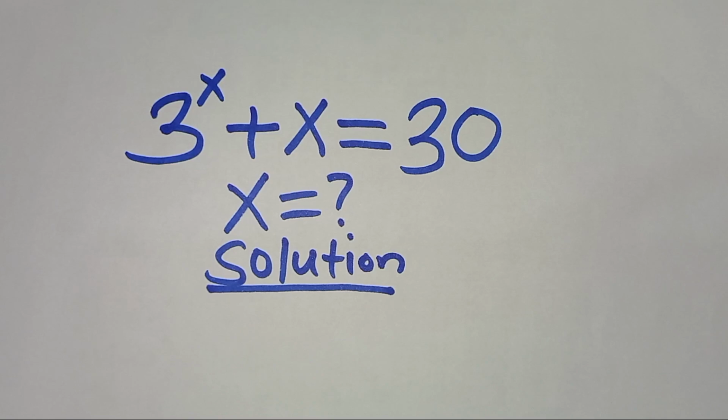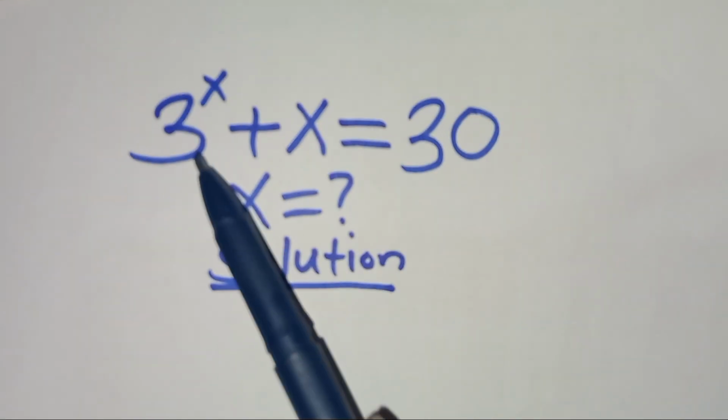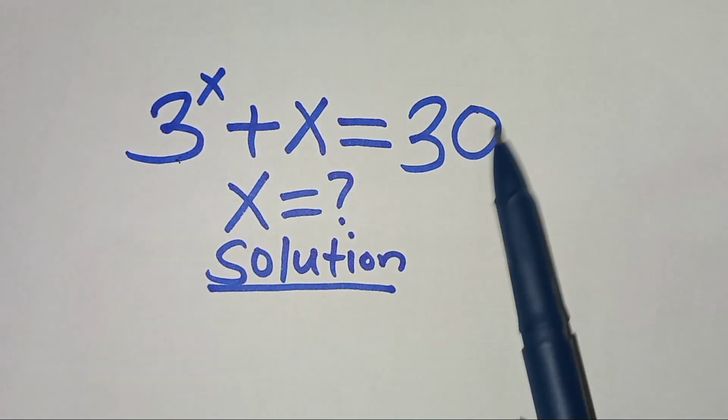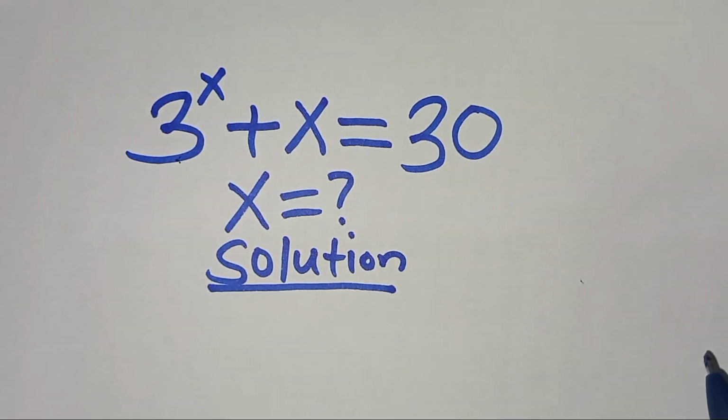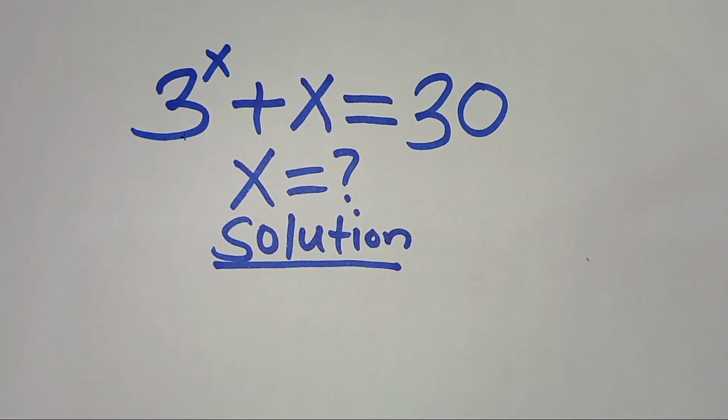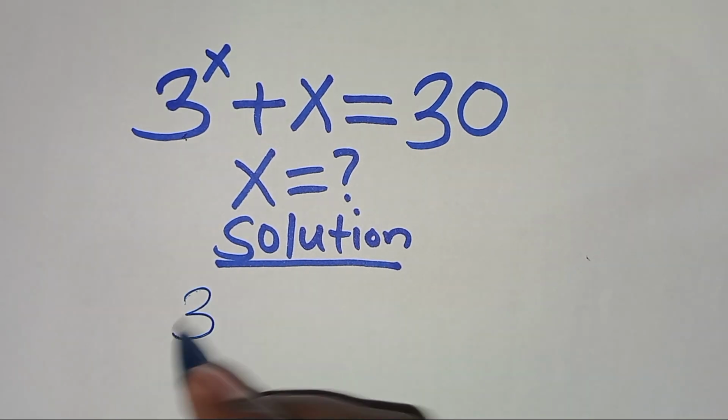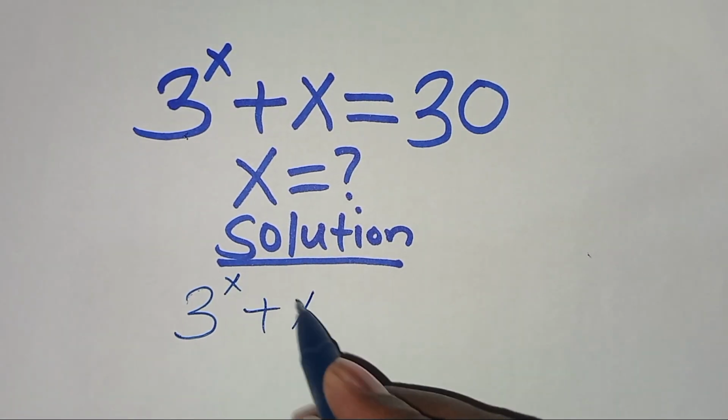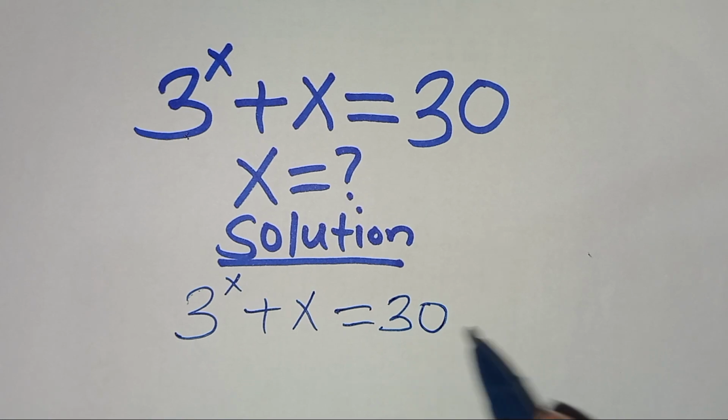Hello everyone, welcome. Let's provide the solution given this algebra problem, which is 3 to the power x plus x, this is equal to 30. So what is the value of x? Solution. Now, we have 3 to the power x plus x, this is equal to 30.